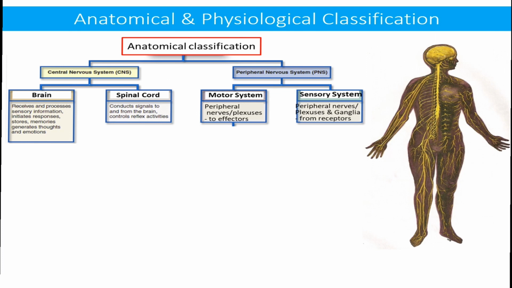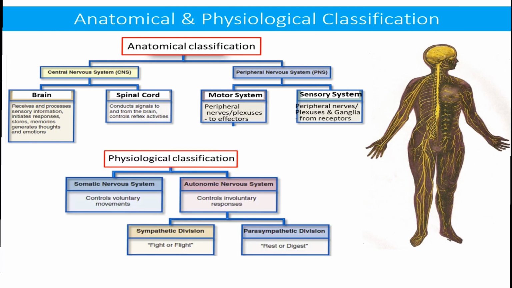The second part, peripheral nervous system, has two portions, sensory system and motor system. Sensory system consists of peripheral nerves, plexuses and ganglia. They convey information from external and internal environment from the receptors to the central nervous system. The motor system consists of peripheral nerves and plexuses and conveys orders to the effectors, that is muscles and glands.